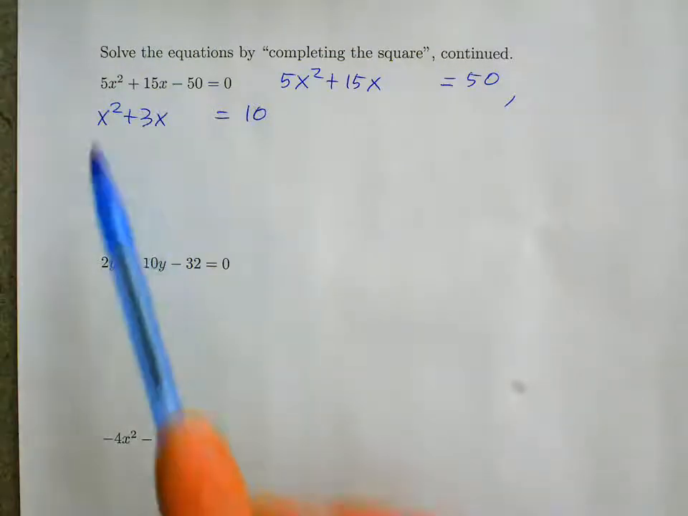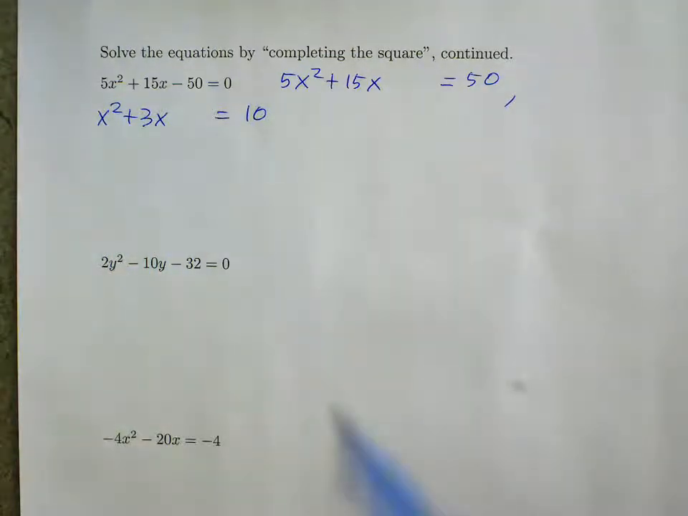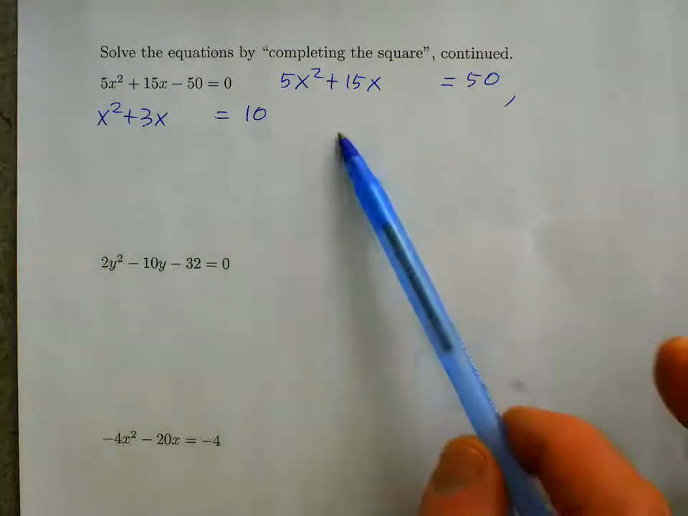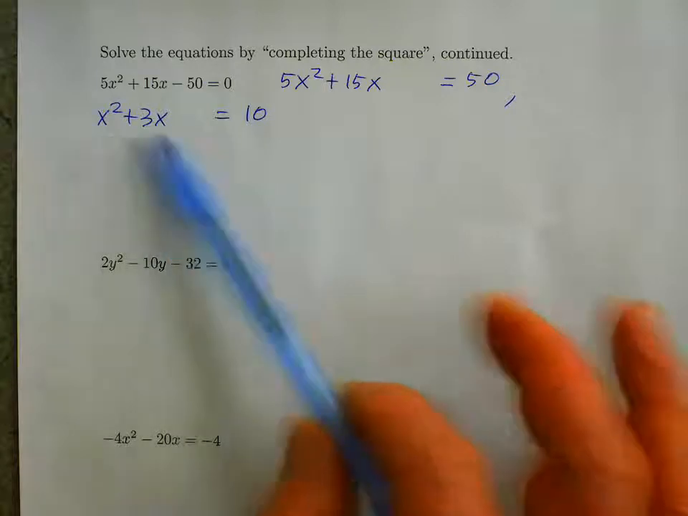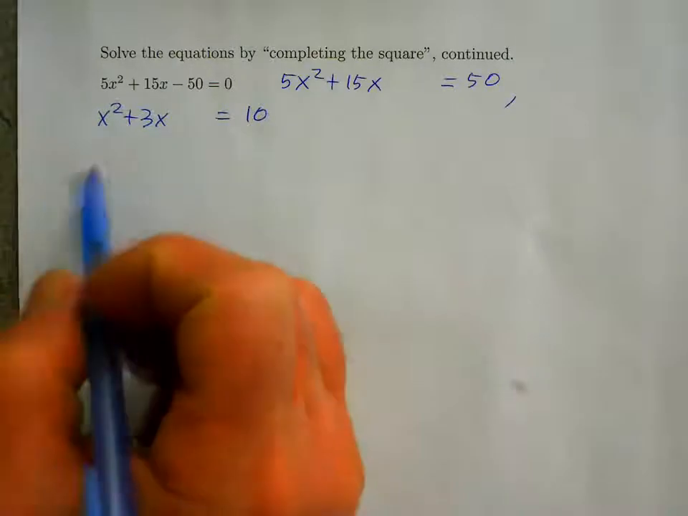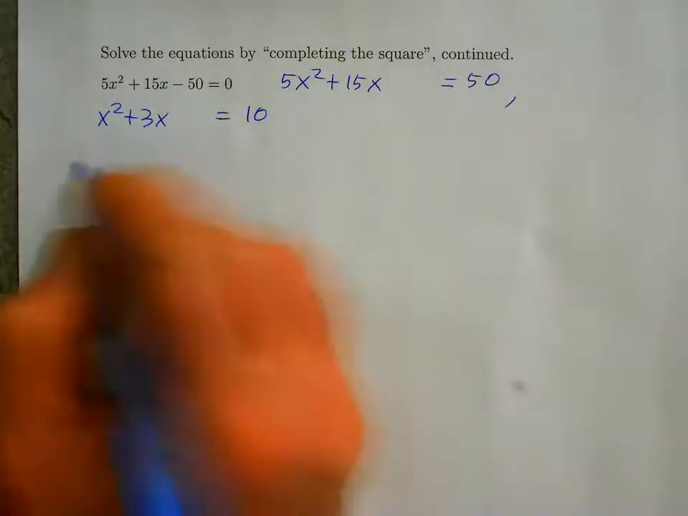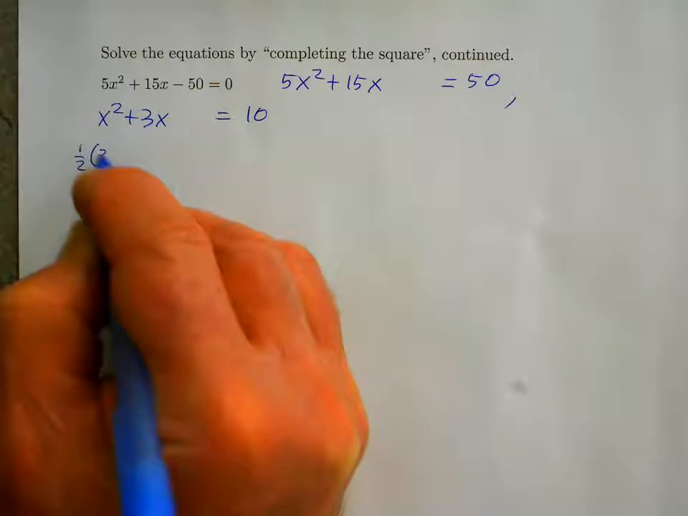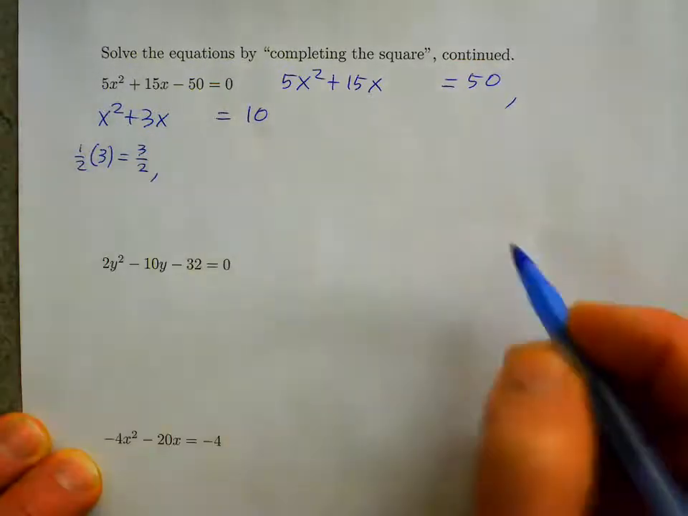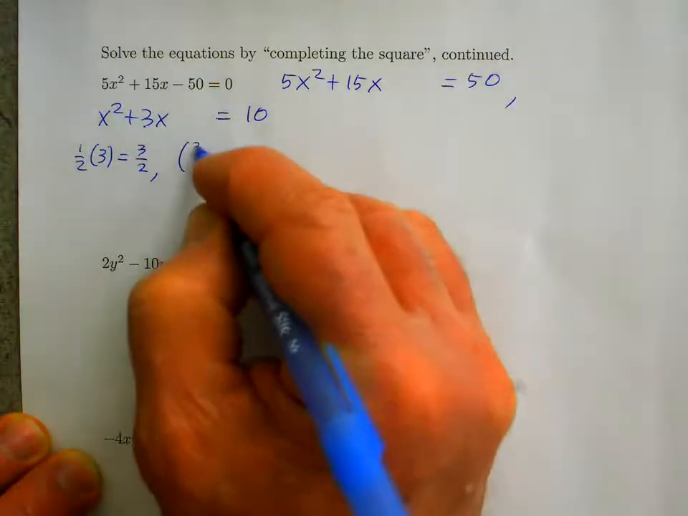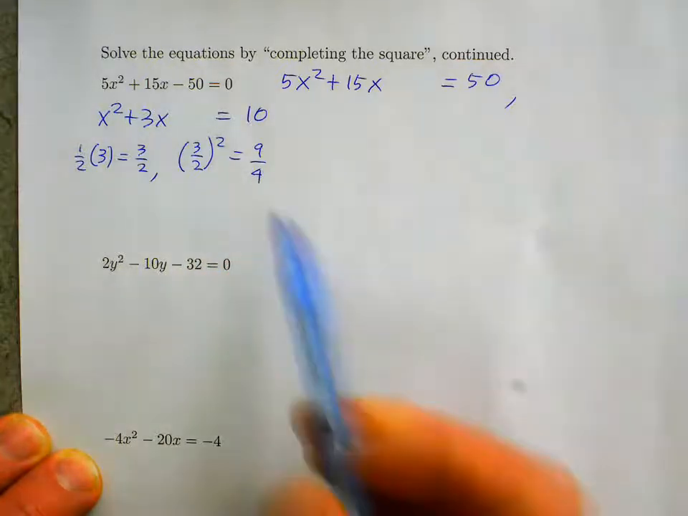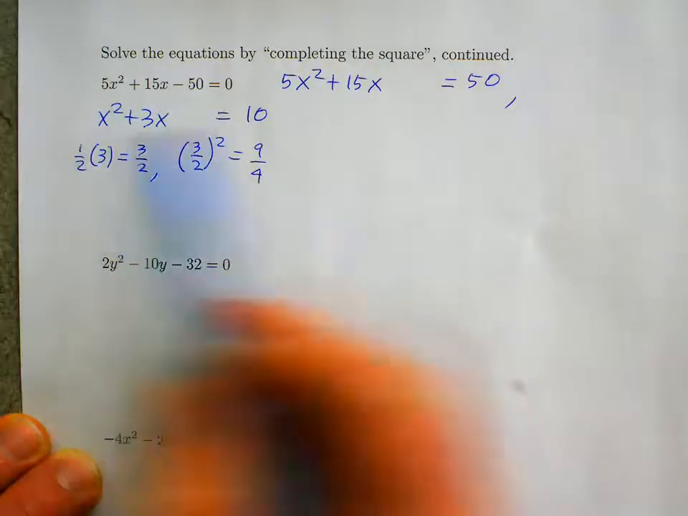Now that the coefficient of x squared is 1, we are going to add a number to both sides of the equation so that the left-hand side is a perfect square trinomial. Okay, so when the coefficient of x squared is 1, we take 1/2 of the coefficient of x. 1/2 of 3 is 3/2. Then we square that number. 3/2 squared is 9/4. So we're going to add 9/4 to both sides of that equation.